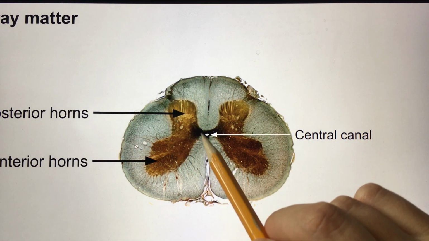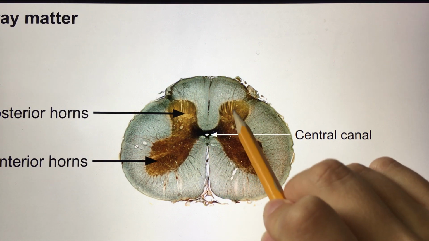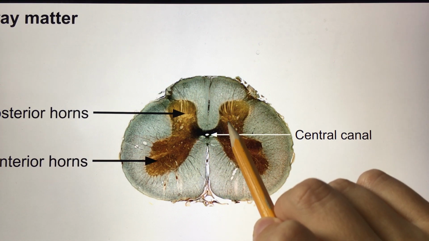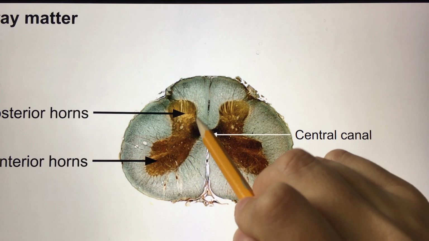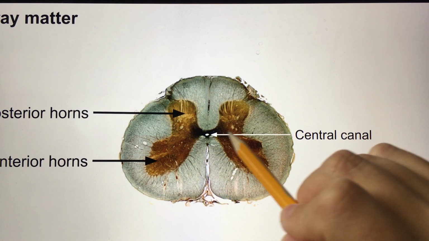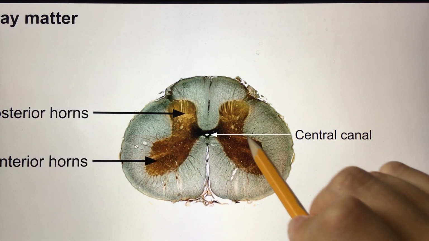The portions of the gray matter that form the kind of like horns, the ends of the letter H, are called posterior horns, the smaller ones in the back, and the larger ones anterior horns in the front.